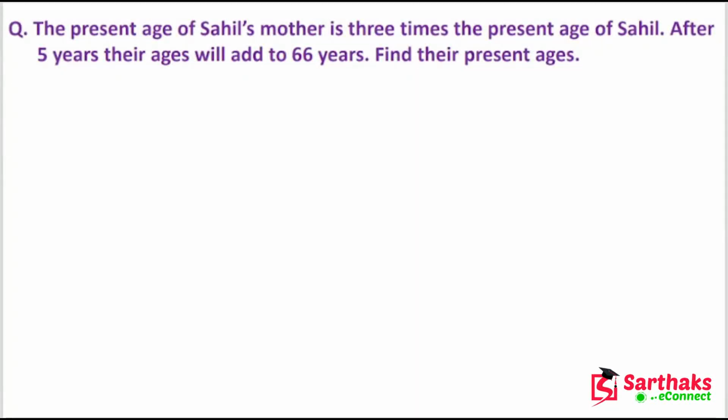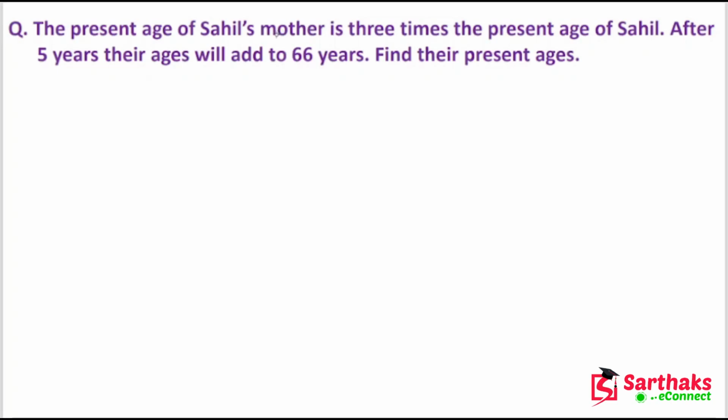Now the question simply says the present age of Sahil's mother is 3 times the present age of Sahil. So if Sahil is 10 years old, this question says that Sahil's mother is 30 years old, that is 3 times the present age of Sahil. After 5 years, their ages will add to 66 years. That is, after 5 years, Sahil would become 10 plus 5, 15. And his mother would become 30 plus 5, 35. Okay, so this is how we are solving the question.